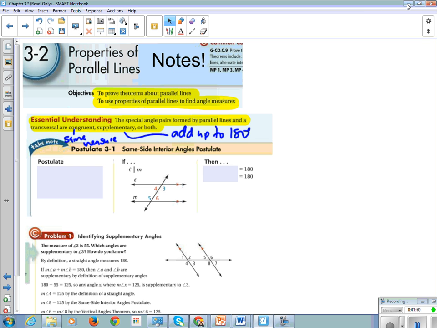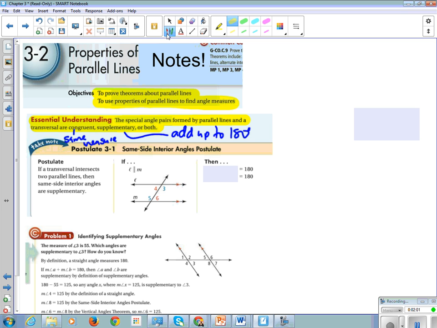All right, so our first postulate, same side interior angles, says that same side interior angles are, please highlight this, supplementary. So write this down. Same side interior angles are supplementary. Just write down what I highlighted. It's important to know you have to have a transversal that intersects two parallel lines. And I think we get the point of that.